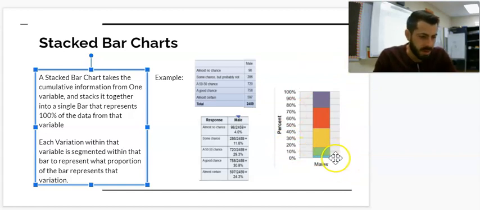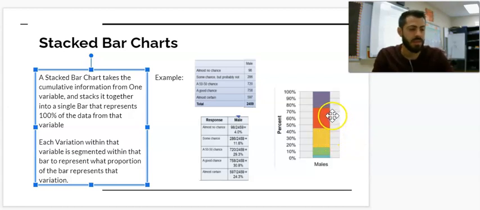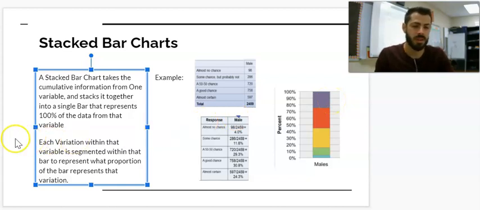So at the bottom you see the percentage of men who said they have almost no chance. The green area represents the percent of men who said they have some chance. The yellow area represents the percent of men who said they had a 50-50 chance. The red area here represents the percent of the men who thought they had a good chance. And then the purple area on the top represents the percent of the men who thought that it was almost certain that they would get rich.